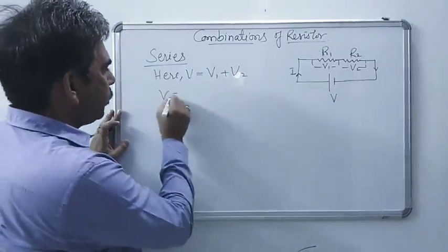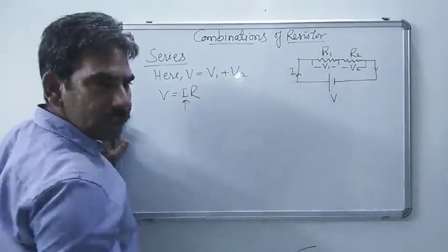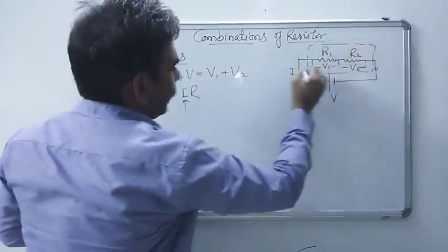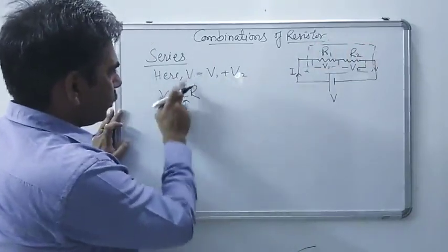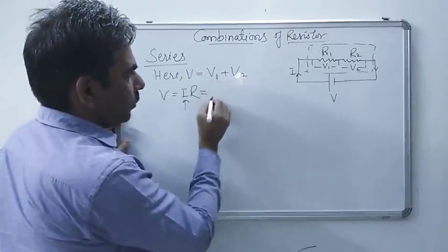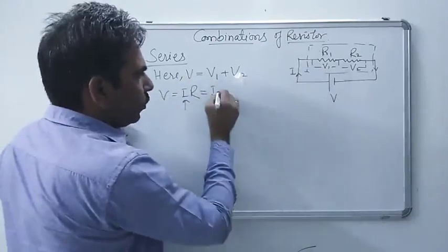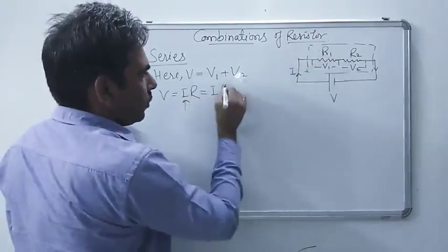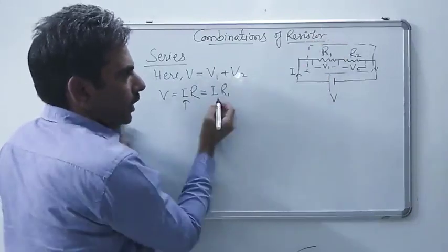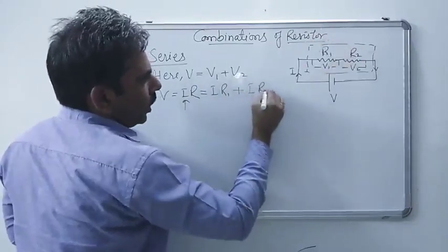And from Ohm's law we know that V is nothing but I into R, where I is the amount of current flowing through the circuit and R is the effective resistance of this combination. So therefore we can substitute I into R in place of V. V1 will be I, the current flowing through it, which is the same I, into its resistance, R1. V1 is the potential across resistance R1, so V1 is written as I into R1, plus V2, which is equal to I into R2.